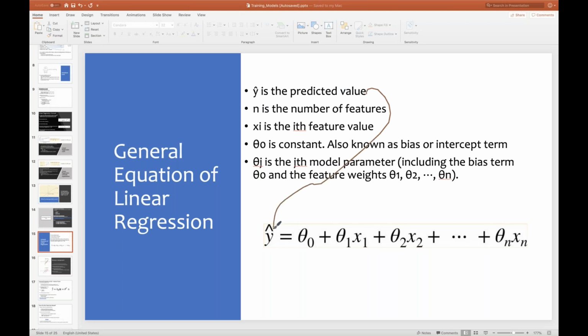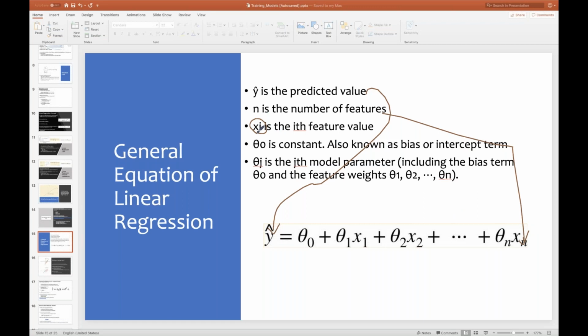Y is the predicted value. This is your prediction. N is the number of features. Now, if you have 100 features, you'll have the intercept value plus the multiplication for each of those features. X of i is the ith feature value.